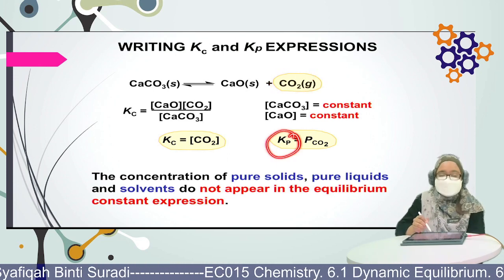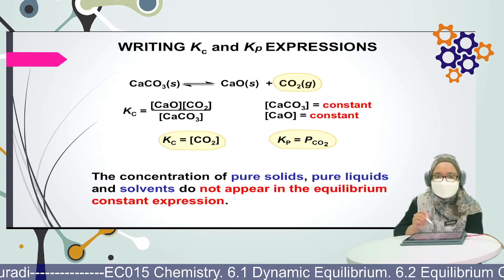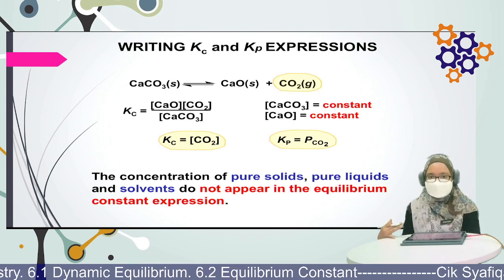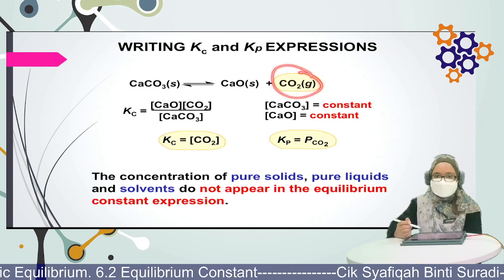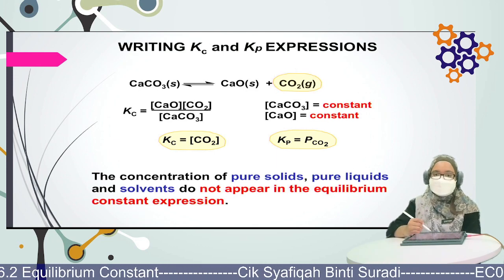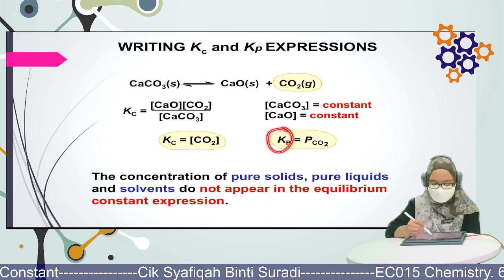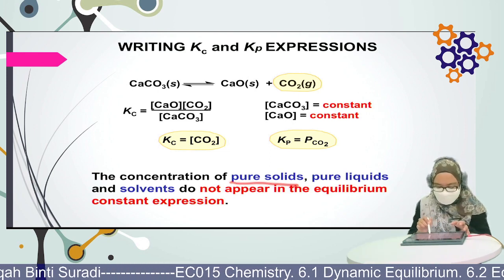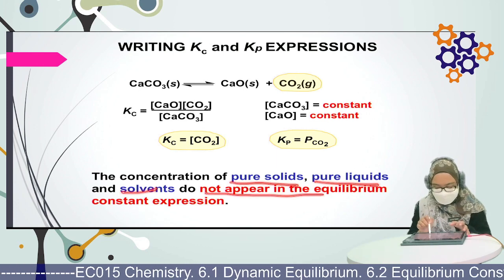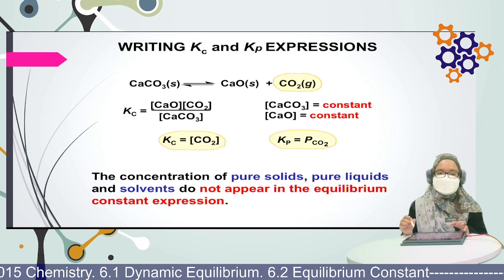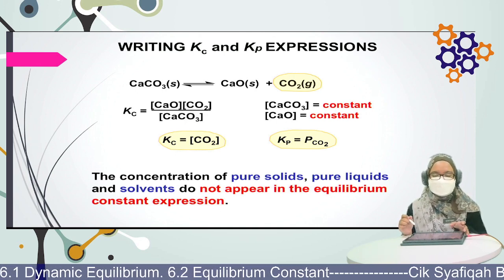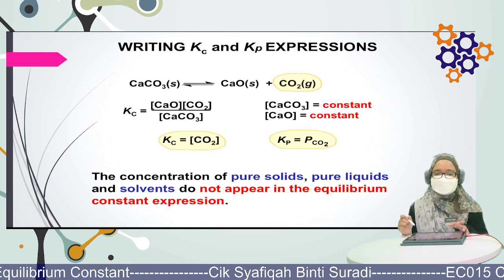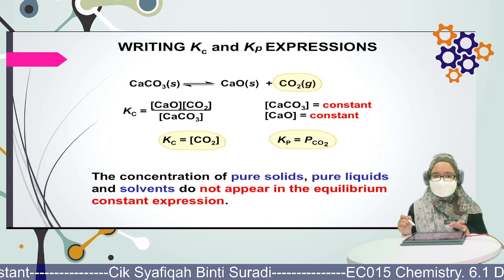Sama juga dengan Kp. So, Kp ni adalah equilibrium constant expression in terms of partial pressure. So, cakap pasal partial pressure, of course lah hanya untuk gas. Gas phase. So, disebabkan kita punya carbon dioxide is in gas phase, so dia pun ada equilibrium constant in terms of partial pressure. So, PCO2. So, dekat sini dia kata concentration of pure solid and pure liquid and solvent do not appear in the equilibrium constant expression. Sebab concentration of pure solid and juga concentration of pure liquid, dia remain constant towards the reaction. So, kita tak include dalam dia punya equilibrium constant expression.